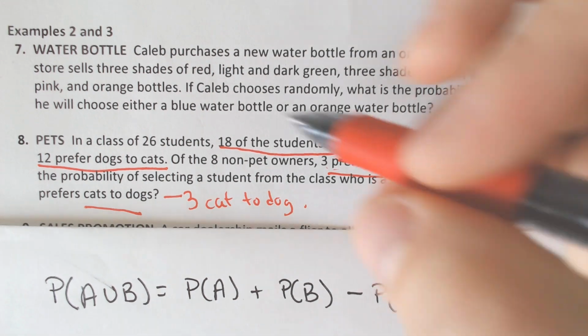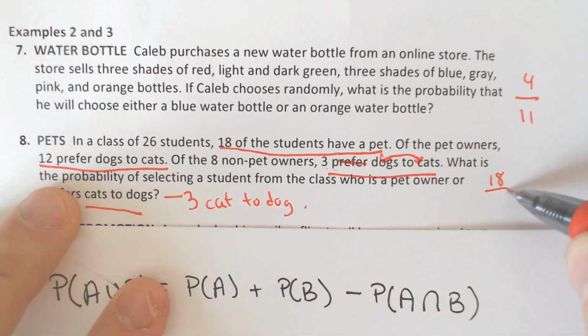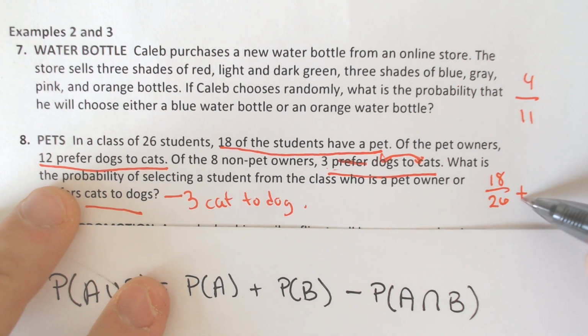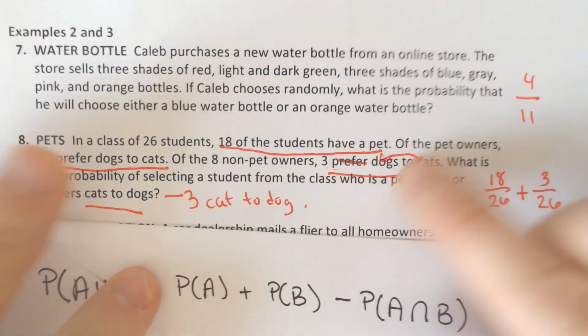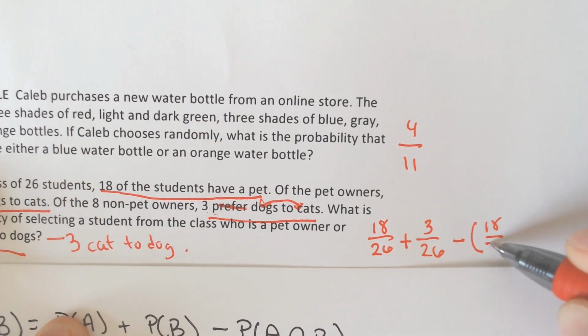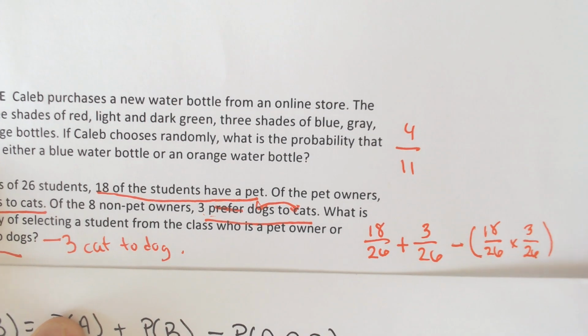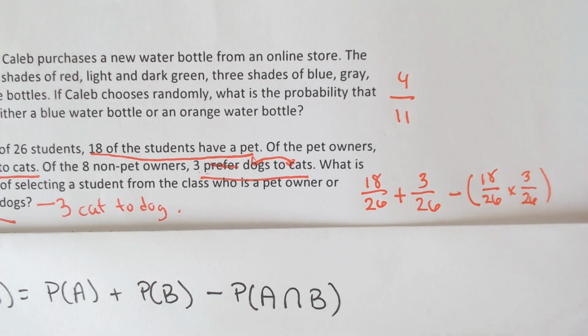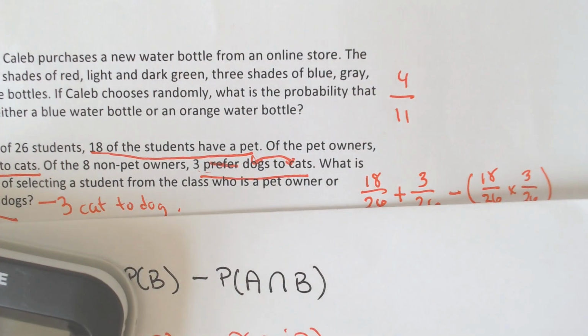Okay? So we are going to take 18 out of 26 plus 3 out of 26 because they messed up the question. But then we will have to subtract the multiplication of both of those. So this is the formula trick when you don't want to have to draw a diagram. You could definitely draw a diagram and it would all work out, but this is the formula trick for that. So we can do that math.